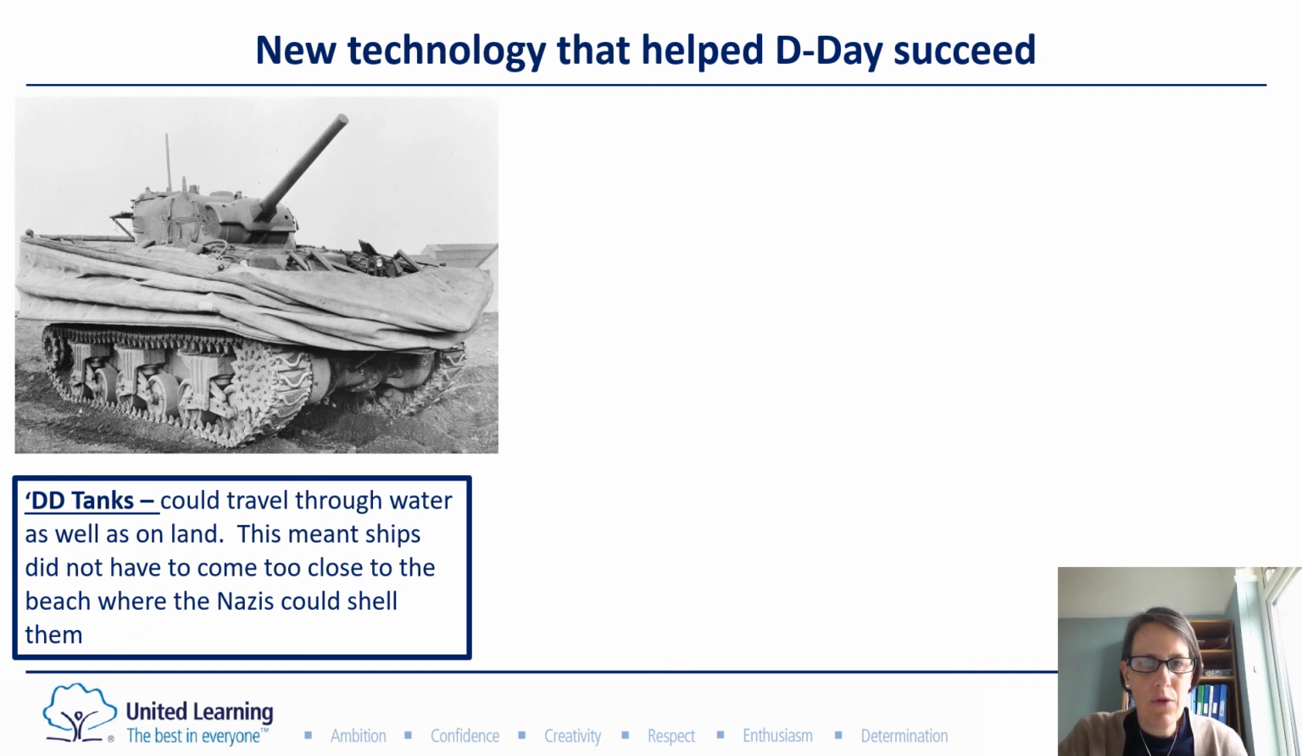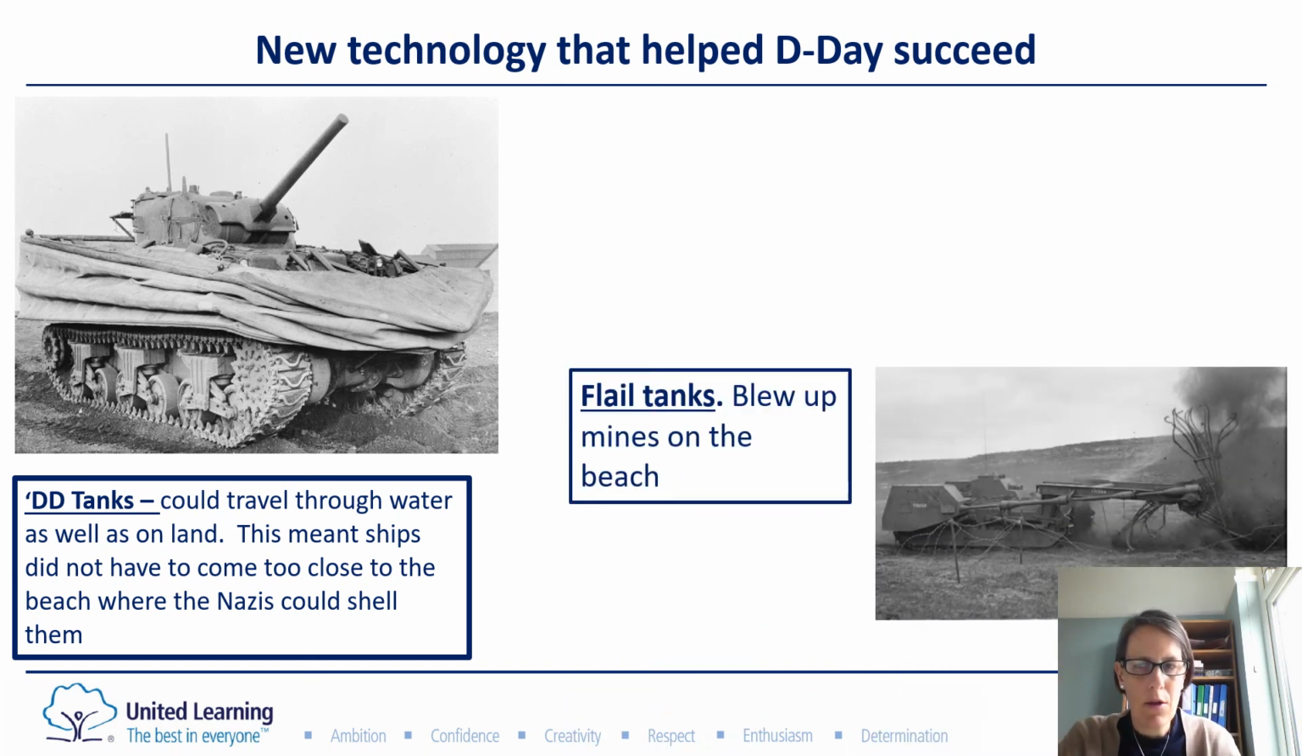Here's some examples of new technology that meant that D-Day succeeded. So a DD tank here could travel through water as well as on land. That big skirt wrapped around it and kept the mechanism dry, so it could start in the water and then go up onto the beach. So that was one of the tanks that they used.